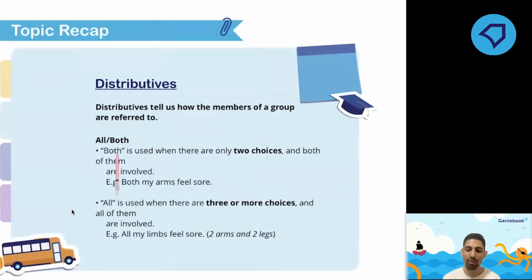When you talk about both, it means there are only two choices. Like both my eyes are dark brown in color. I only have two eyes. I can't say all my eyes.